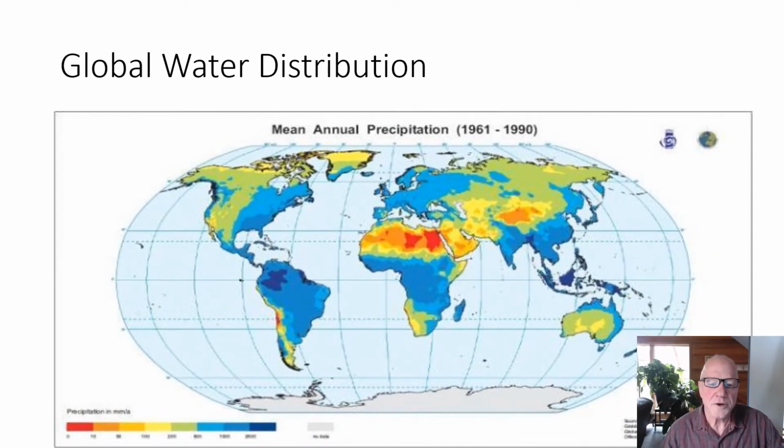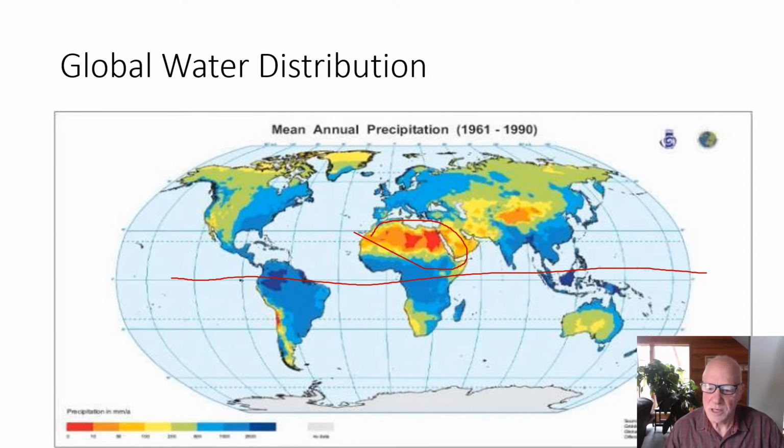The global water distribution on Earth determines how much water there is. Notice the area that is extremely dry, but the equator runs through here and it is extremely wet. Notice the yellow areas are where it's relatively dry.